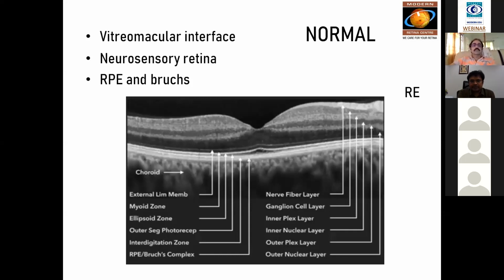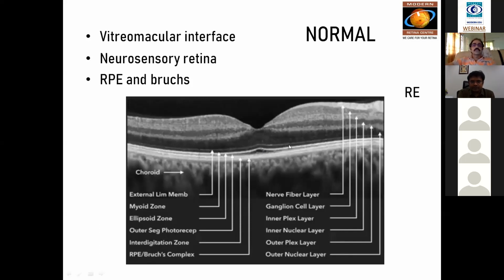The bottom bright white line is the RPE layer as well as the Bruch's membrane. RPE is the outermost layer of the retina, and the Bruch's membrane is the choroidal tissue. So RPE and the Bruch's membrane together form the bright white line at the bottom. Just above that, you see a thin bright white line. This is the junction of the outer segment and inner segment of the photoreceptors. So this layer is the photoreceptor layer.